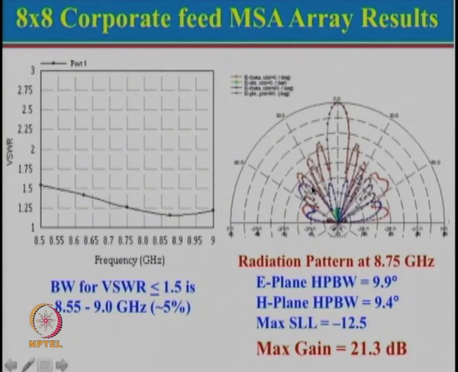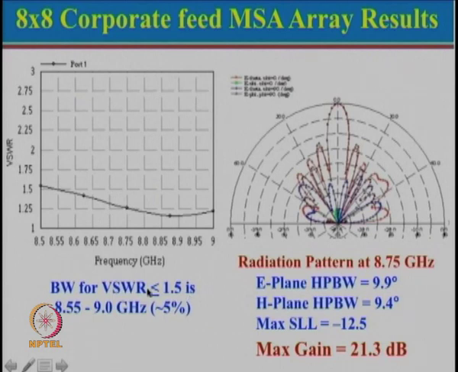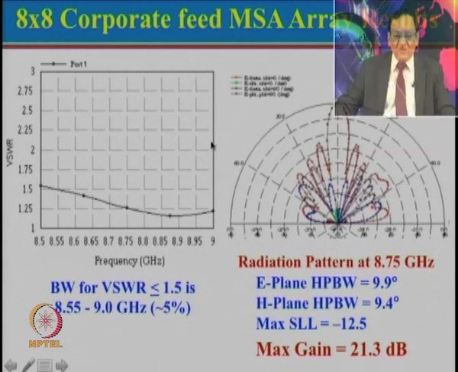So, over here one can see that this is the line which corresponds to VSWR 1.5. So, for VSWR less than 1.5, we achieved the bandwidth from 8.55 to 9 gigahertz, which is about 5%, but you can see that this bandwidth will be much larger if we define it for VSWR less than 2. And here is the radiation pattern at 8.75 gigahertz. So, the maximum gain obtained in this case is about 21.3 dB.